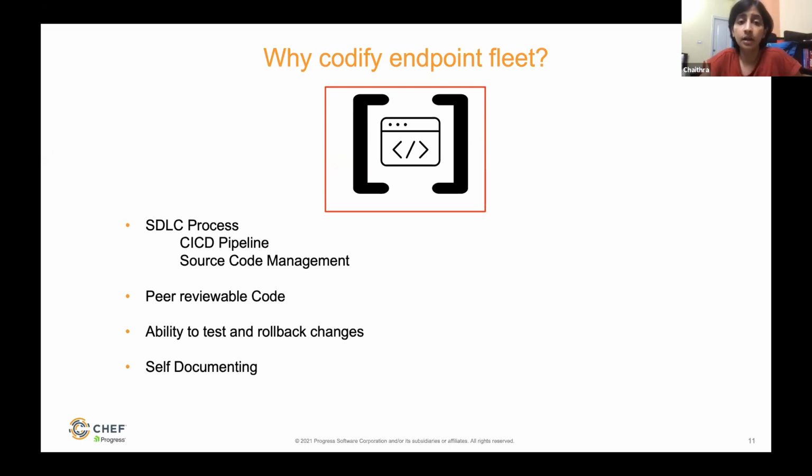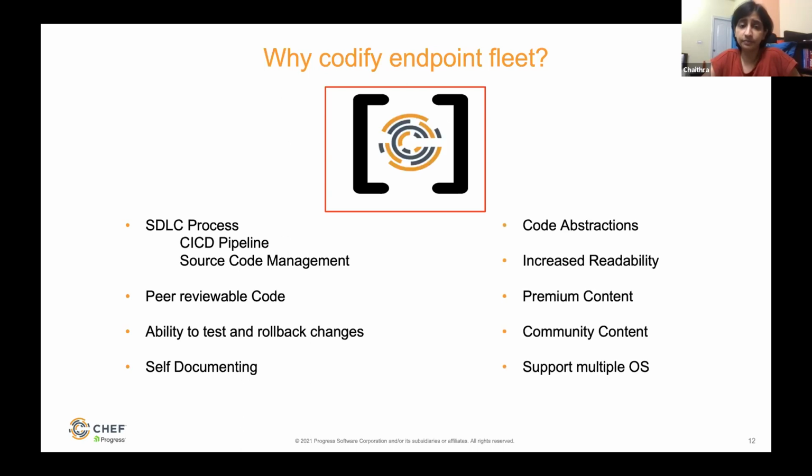But if you codify your fleet, then the code itself is a way of documenting the workflows and the steps that have been taken to manage your endpoints. And you can codify your endpoint fleet with configuration management tools like Chef, which provides code abstractions. Code abstractions are provided in the form of resources in Chef, which take care of all the underlying tasks and commands. All you need to do is pass a few parameters, and it takes care of all the underlying tasks, which makes these code abstractions very easy to read and write. And even with little code knowledge, you can get started.